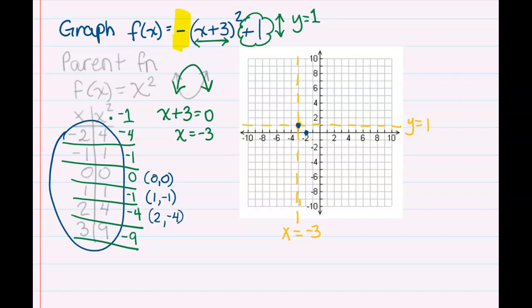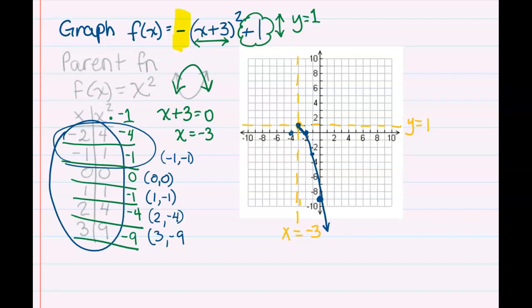1, 2, 3, 4. And the last point that I have down here is 3, negative 9. So I'm going to go over 3, 1, 2, 3, and down 9. And we can see half of our parabola going like this. The other half is by going to the other points that we have up here at negative 1, negative 1. So we're going to go over 1 and then down 1.